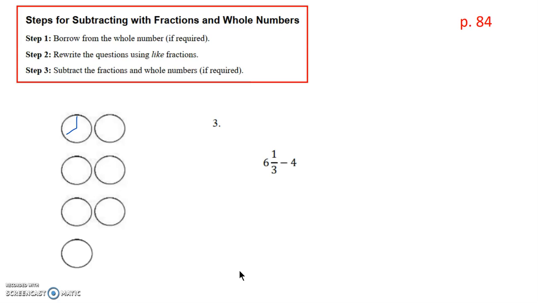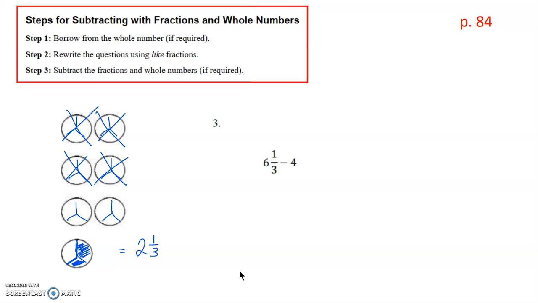So we're going to divide these figures into 3 pieces. Notice that we have 7 figures because we have 6 whole and 1/3. So these 2 are gone. So there's my 1/3 there. And then we're going to take away 4. So we're going to take away 1, 2, 3, 4 are gone. So that leaves us with 2 whole and 1/3.